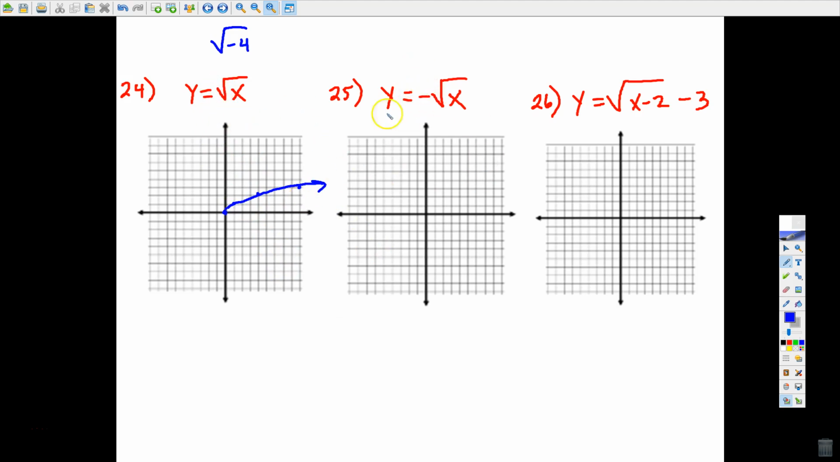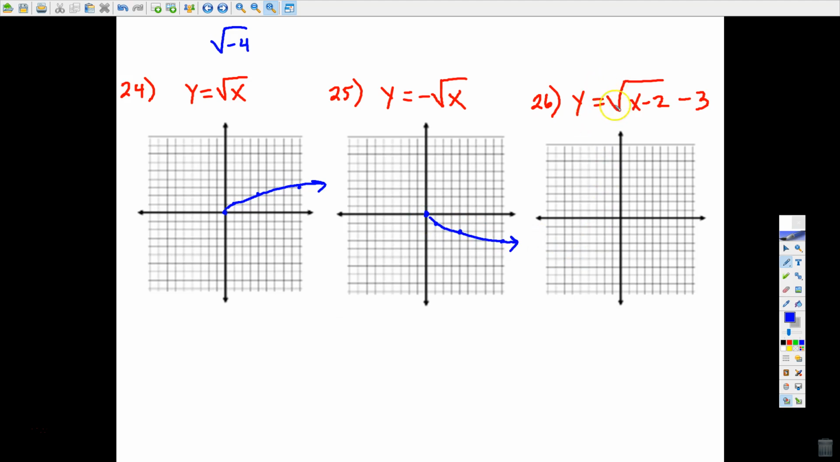Again, if we take the parent and flip it over the x-axis, that's the effect of the negative sign here. So we still will start at the origin, but this time we're going to reflect. We're going to be down underneath for -2 and 9, -3. So here's the reflected parent.